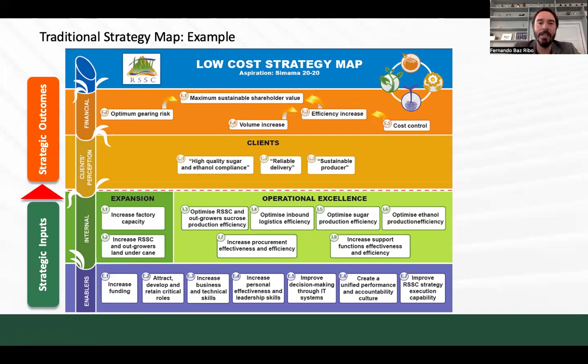But the key question is, how can we tweak strategy maps to use them for the execution and implementation of strategies, and sustainability strategy in particular?